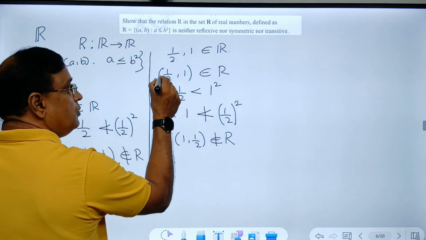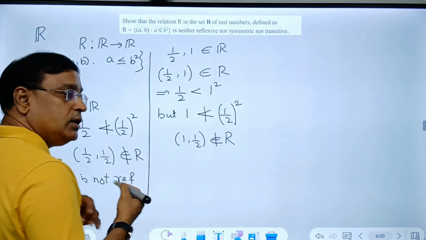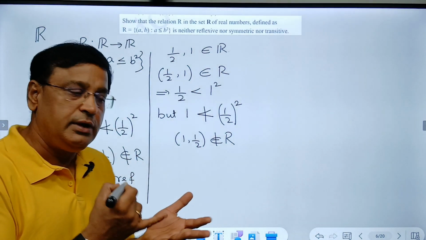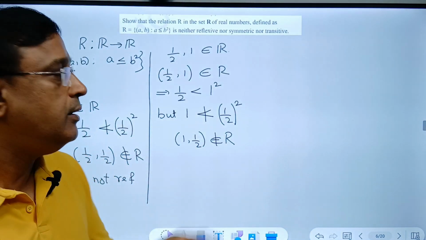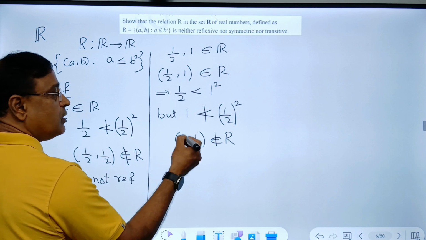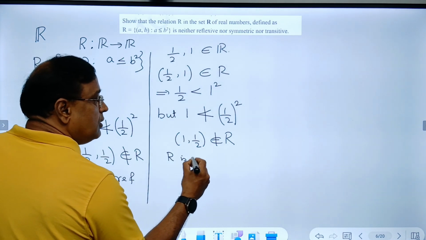Therefore, (1/2, 1) belongs to R. If you want it to be symmetric, (1, 1/2) should also belong to R, because if A is related to B, then B should be related to A. Here B is not related to A. So you are given an example where it is not symmetric. Therefore, R is not symmetric.